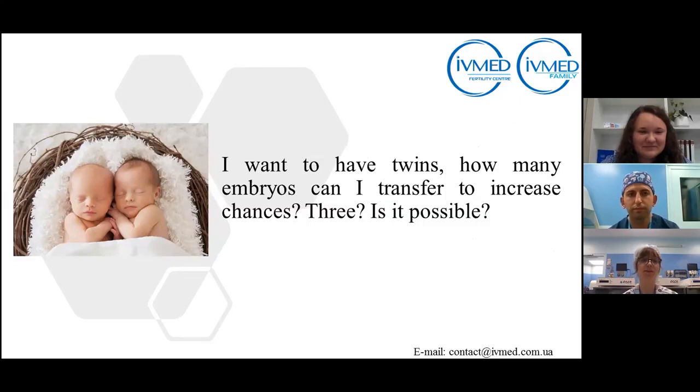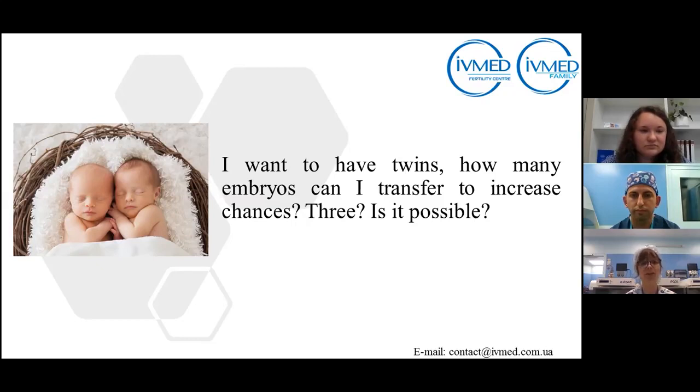Of course, in this situation, we are also limited by Ukrainian legislation. According to it, we can transfer 3 embryos only in difficult cases. It means that you already encountered a couple of IVF treatments without any results, or you have poor embryo quality. And of course, in such situations, it is allowed to transfer 3 embryos. But in all the other conditions, we insist on transferring only one embryo or two.